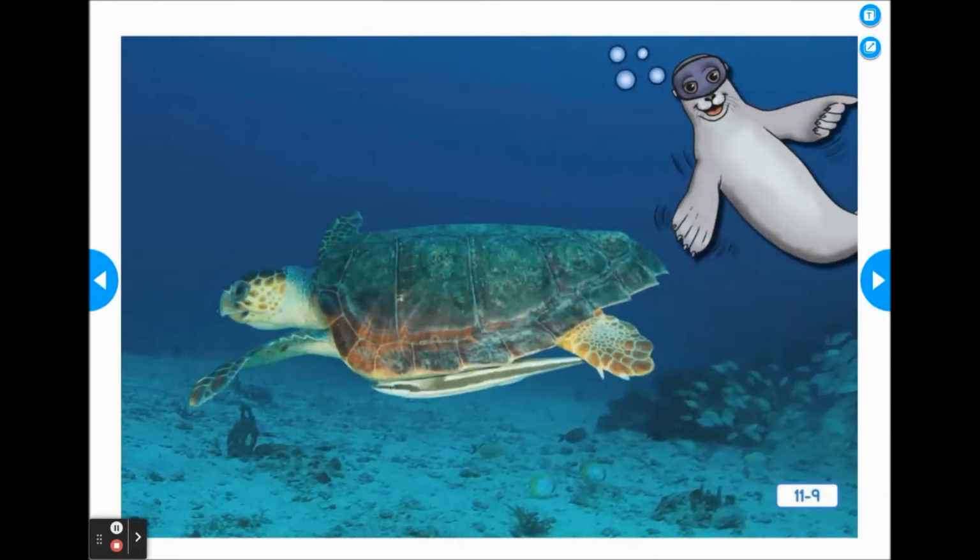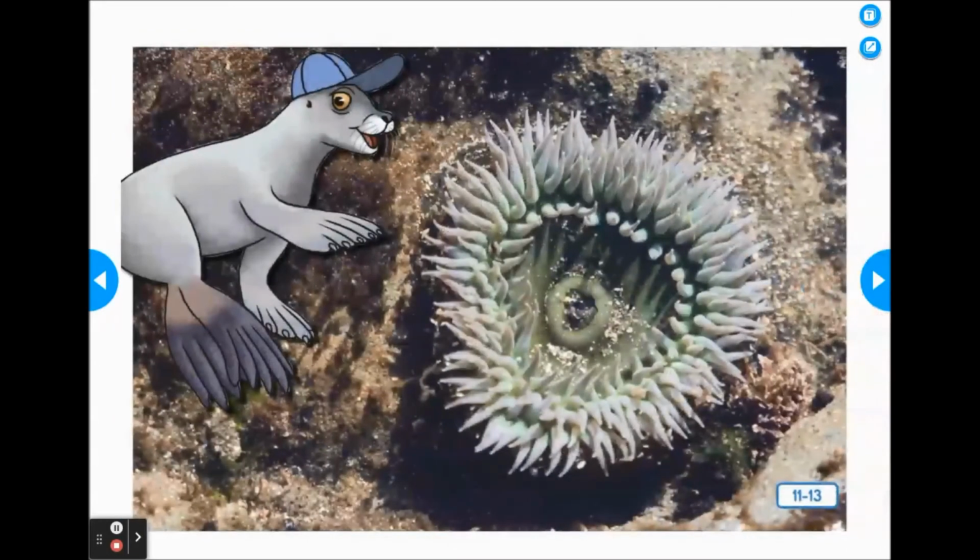Ooh, what animal do we see here? It's just like the animal we saw in the pond. This is a turtle, but not just a regular turtle. This is a sea turtle. He has this much larger shell on his back, and his body looks a little bit different and a different color. This is our sea turtle.